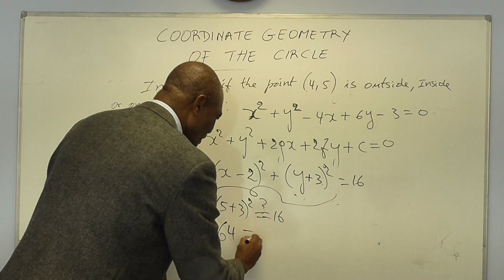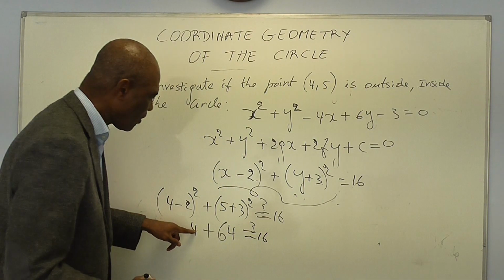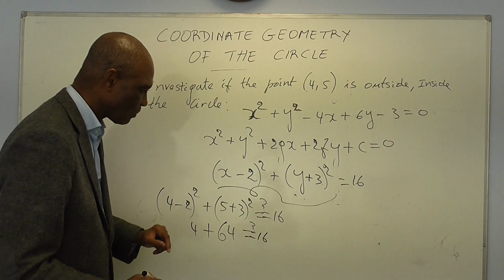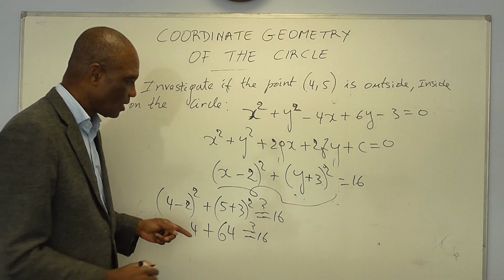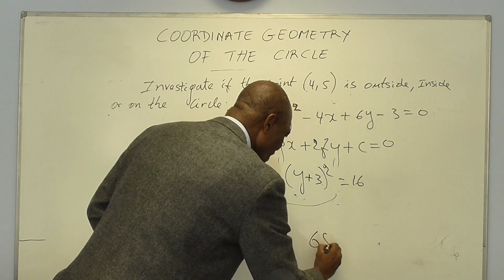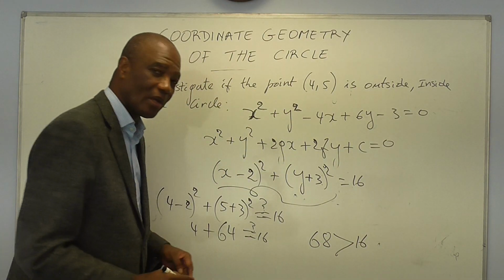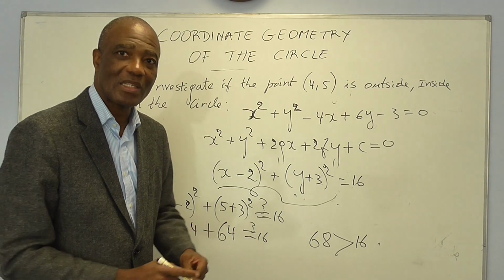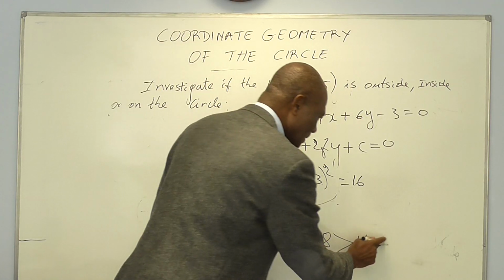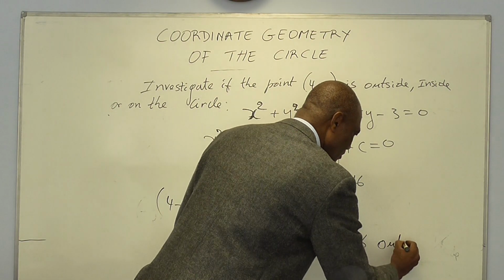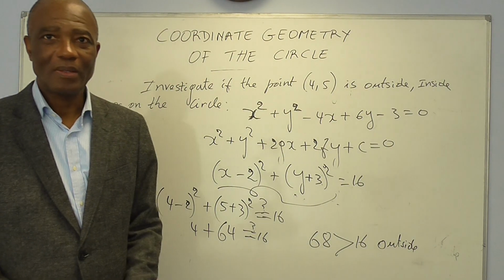Now, question mark. 4 plus 64 will give what? This will give 68, and it is greater than 16. And here we say that it is outside of the circle. Outside of the circle. Okay?